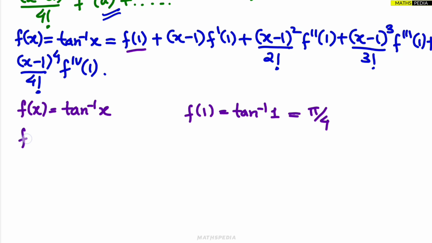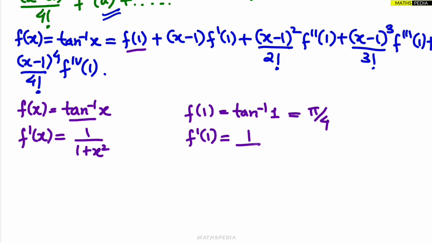Done. Now f dash of x. So the previous function we have to differentiate, right, with respect to x. So tan inverse x differentiation you have studied in inverse trigonometric functions, which is 1 by 1 plus x square. Simple. From this we have to find the value of f dash of x, meaning f dash of 1. So it will be 1 by 1 plus 1 square. So that will give you the answer, 1 plus 1 is 2, so 1 by 2. Next, f double dash of x.